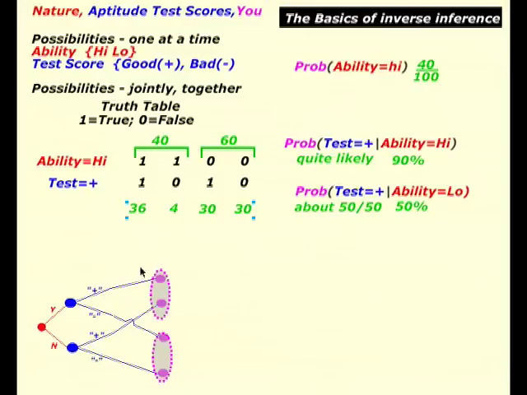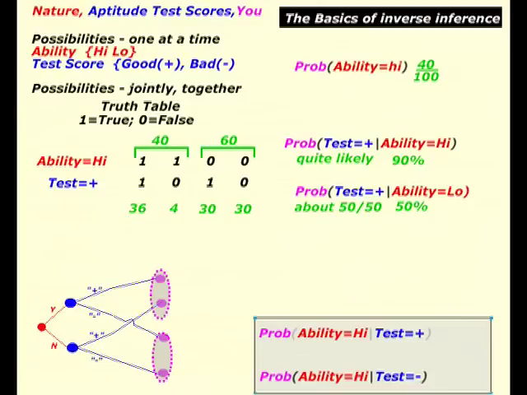Generally, I think there's a 40% chance in the population of having highly able people, but what if I see a positive test result? What should I think then? Generally, I think there's a 60% chance of low ability people in the population, but what if I see a bad test result? What should I think then? We call these inverse probabilities, and I put them down over here.